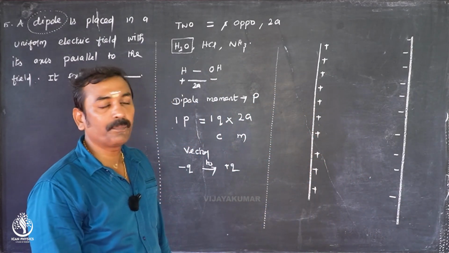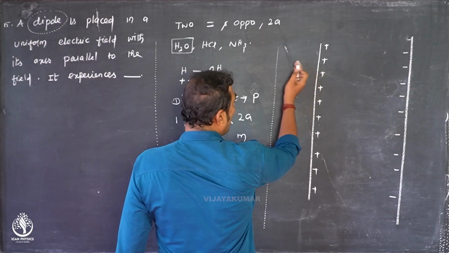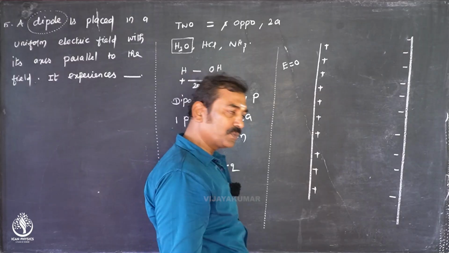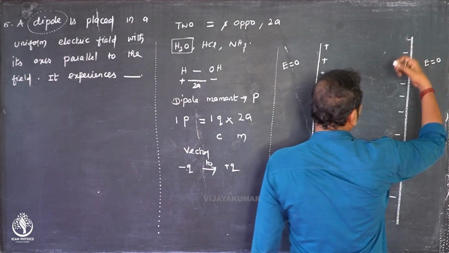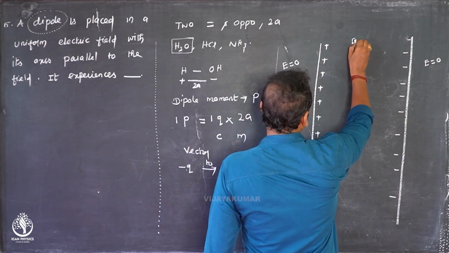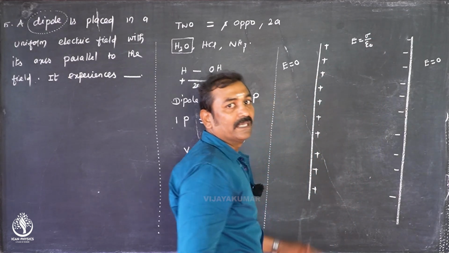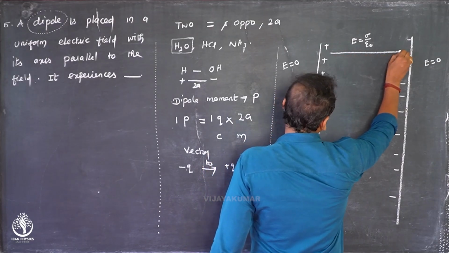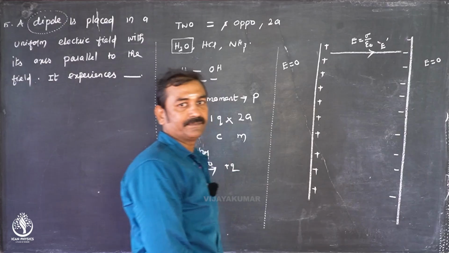So let us consider two parallel plates. Outside the positively charged plate, the electric field is 0. Electric field outside the negatively charged plate is also 0. Between the plates, the electric field is sigma by epsilon 0. Now, the electric field is acting from positive to negative. So, this is the electric field.